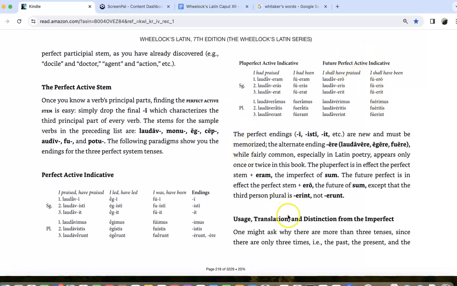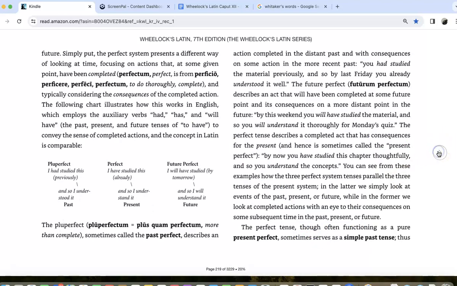As far as translation goes, you'll want to read this. This is not too difficult, but there are some differences between English and Latin that are important. Most of the time, especially in Wheelock's Latin, we will want to translate the exercises using our simple past, whereas the true perfect, for example, have or has, is going to be less common unless the context makes it clear that we're talking about some action that is still going on in the present.